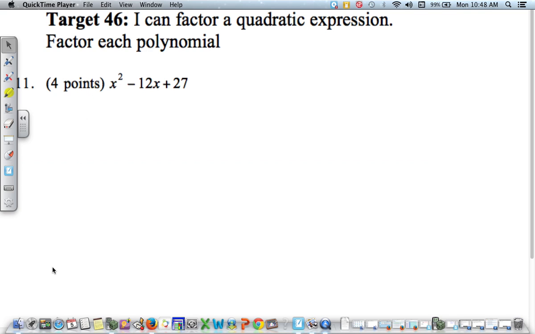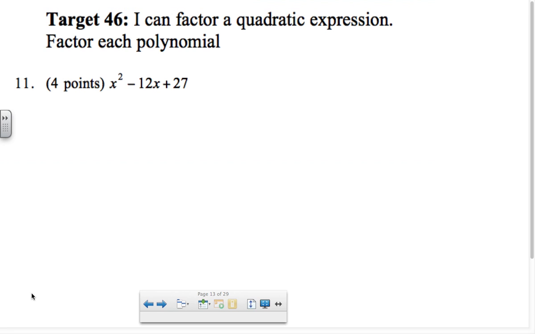All right, here's the answer key to the assessment readiness test for target 46, which is factoring quadratic expressions. When you're looking to factor quadratic expressions, the first thing you want to do is look and see if any greatest common factors can come out. So I'm just going to pull through these questions first.